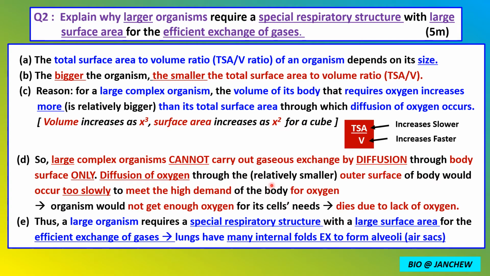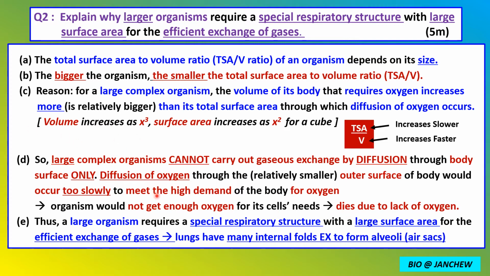Diffusion of oxygen can occur through the outer surface of the body, maybe, but it will not meet the high demands of the body for oxygen. It may supply oxygen to certain cells only, and then some cells will not be able to get the oxygen in time for cellular respiration. So if the organism does not get enough oxygen for its cells' needs, then it can die due to lack of oxygen for cellular respiration.